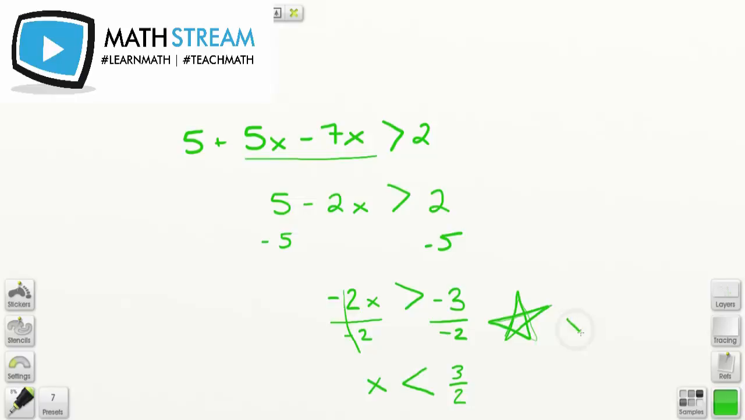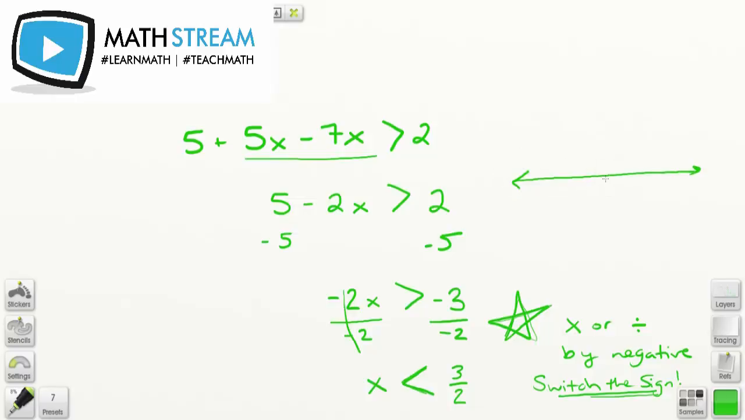So whenever you multiply or divide by a negative, you always switch the sign. I'm going to say switch the sign. And I don't just mean over here like positive to negative. I mean this actual less than or greater than sign. We would graph this out if we were asked to. Here's my 0, 1, 2. This right here would be my 1/2, or 1.5. And then it's anything less than. So I would complete the equation.